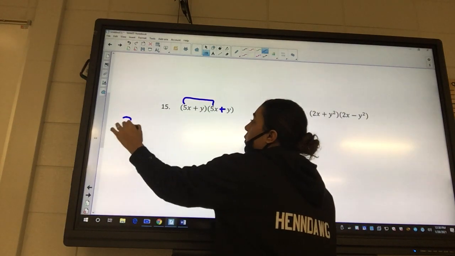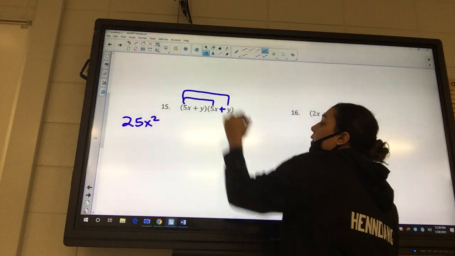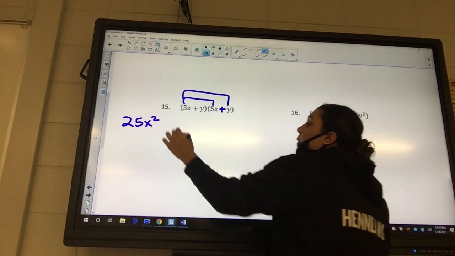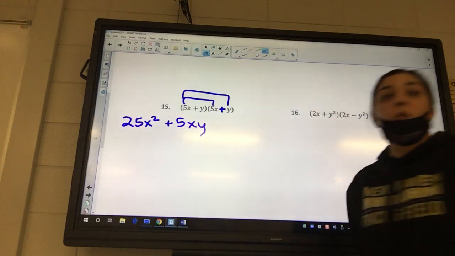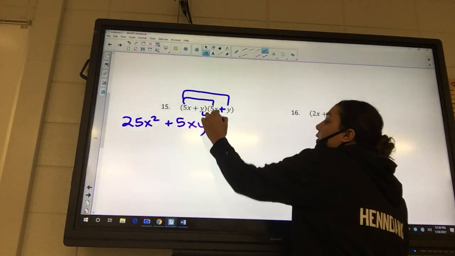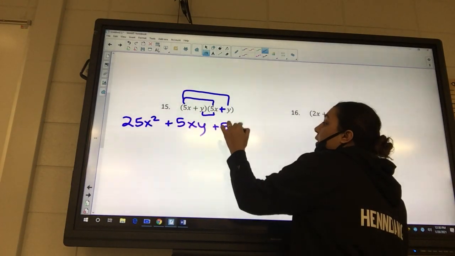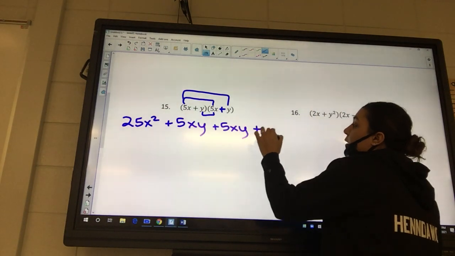Together, so you got 25x squared. The outer is going to be plus 5xy. Okay, we have an x and a y, we don't combine our things together. And then the inner is going to be plus 5xy. And then the last is going to be plus y squared.